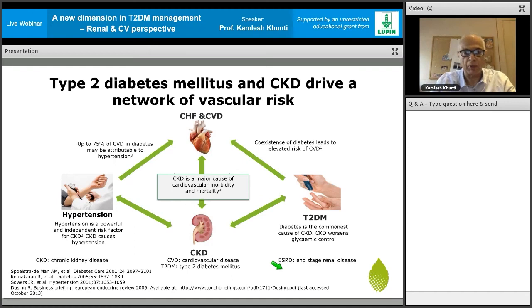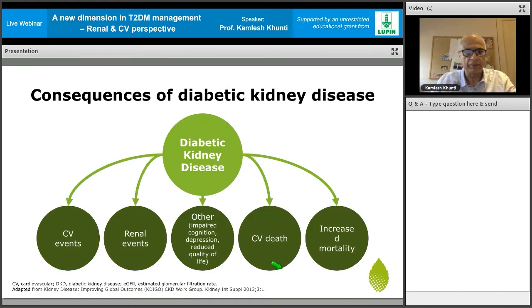There's also the issue of hypoglycemia, which we'll come to later. And type 2 diabetes, as you know, is linked completely with cardiovascular disease. So there's a lot of interplay of risk factors. In terms of diabetic kidney disease, we have a number of consequences: cardiovascular events, renal events, a huge impact on cognitive dysfunction, dementia, cardiovascular death, and obviously mortality. So we shouldn't take diabetic kidney disease very lightly.